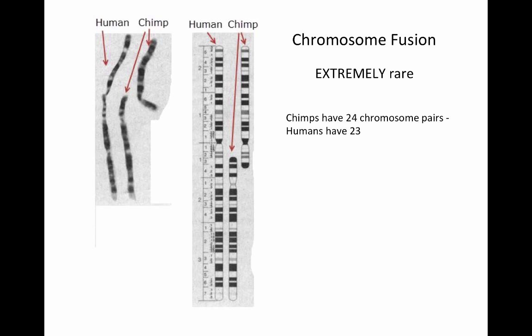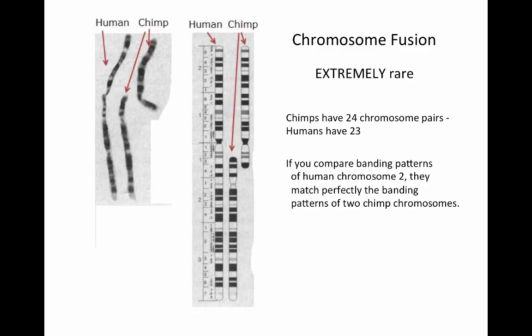So chimps have 24 chromosome pairs. Humans, as you know, have 23. And if you compare the banding patterns of human chromosome 2, they match perfectly with the banding patterns of two chimp chromosomes. So here you have the actual karyotype image, and you can see the banding. And this is diagrammatic form. You can see how these bands on the chromosomes exactly line up between these two separate chimp chromosomes.